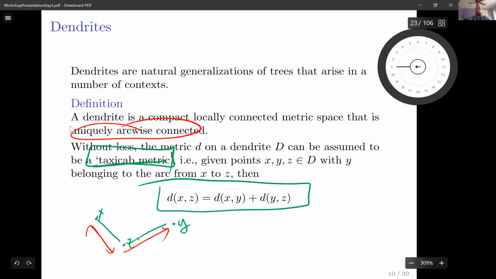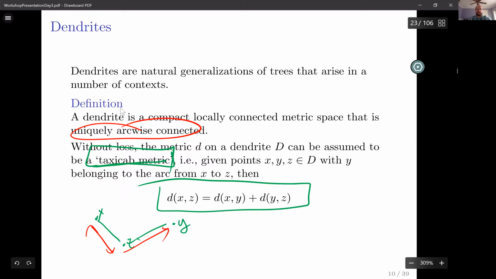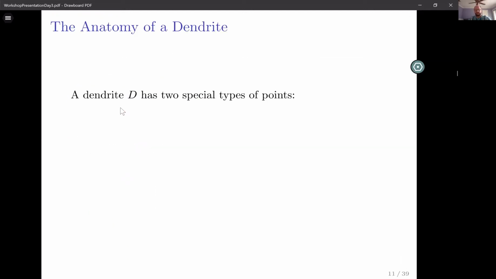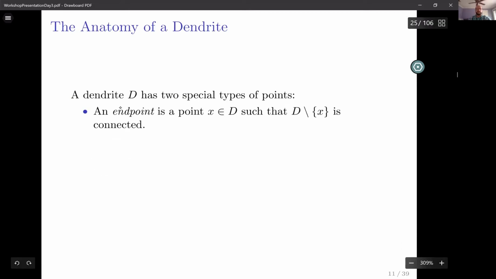All right, so as promised, a few examples. Oh, sorry, we're not there yet. I'm getting things out of order. Dendrites naturally have sort of 3 categories of points. 2 of them are sort of worth talking about. And these are the endpoints.